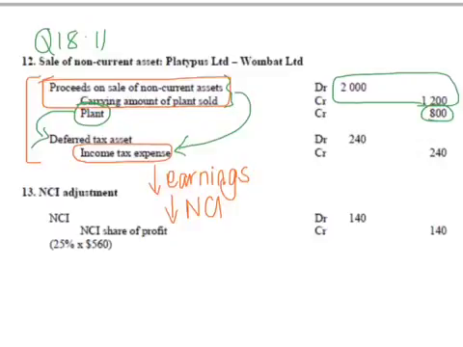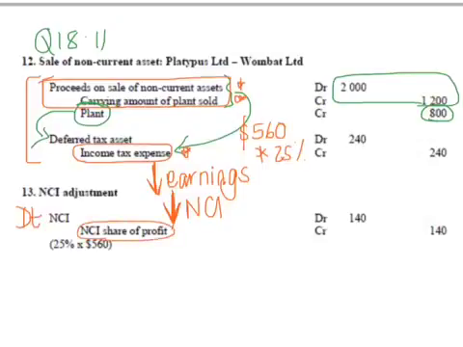So the net effect of these three accounts that are adjusted is a downward adjustment in equity of 560. The NCI owns 25% of the equity, so the adjustment needed for NCI is 25% times the 560. Because of the decrease in equity, we debit the NCI so that our NCI decreases proportionally, and we make that adjustment against the NCI share of profit.